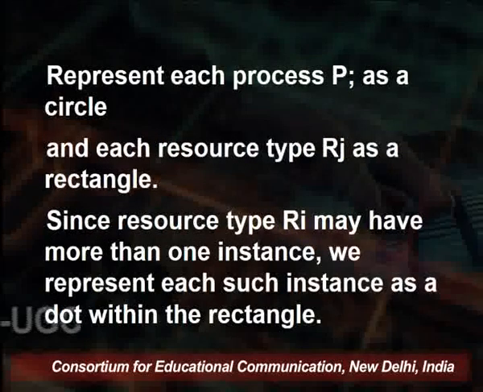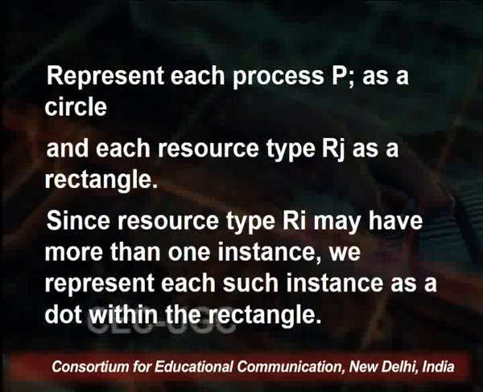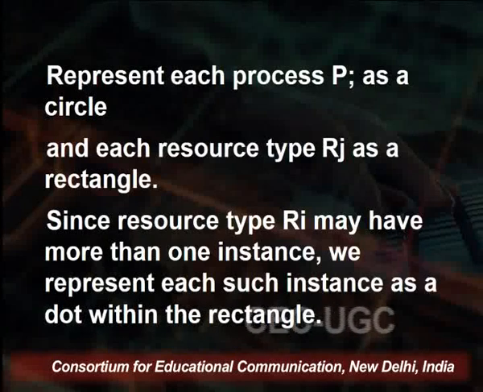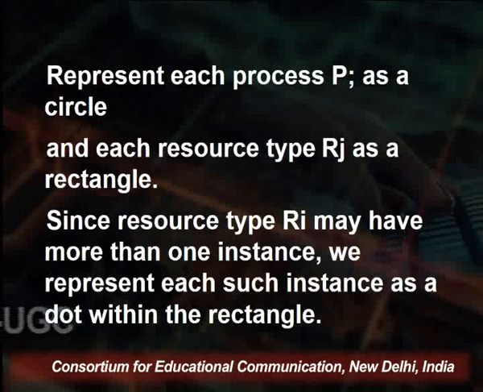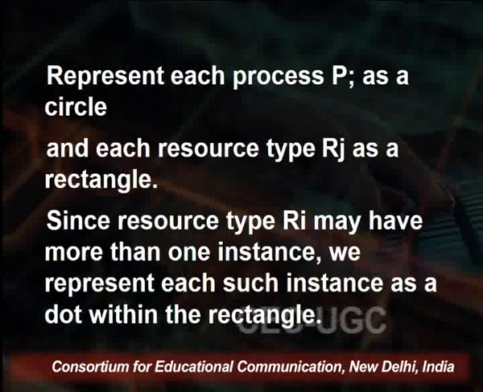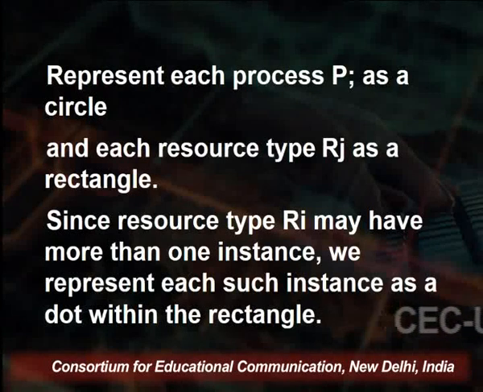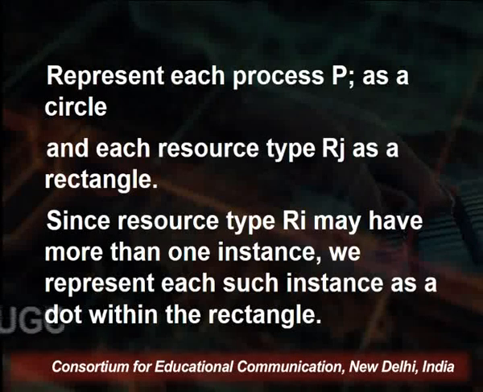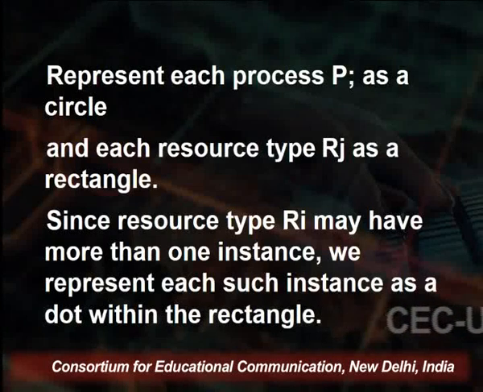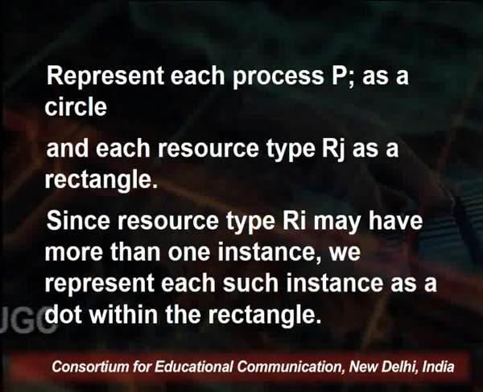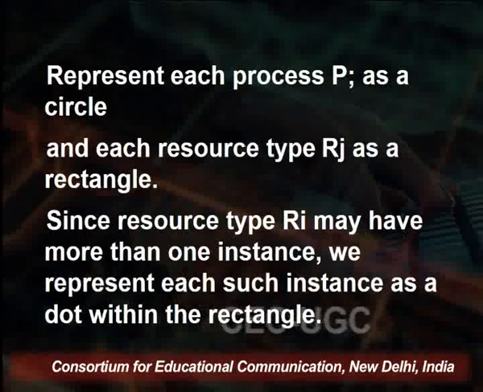So with this, as we have two types of vertices, one is process and another is resource, what is the representation mechanism in the resource allocation graph? If we want to represent a process, it will be represented by a circle, and a resource will be represented by a rectangle.